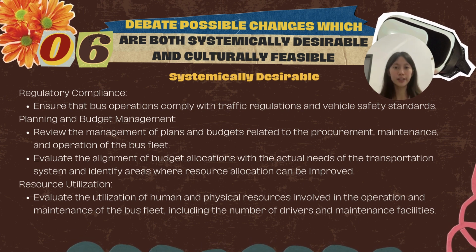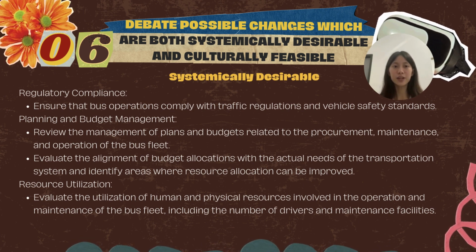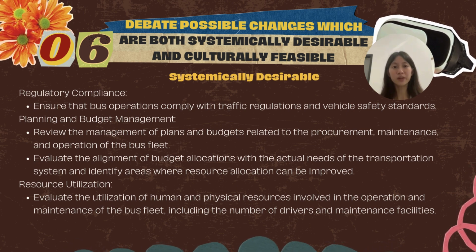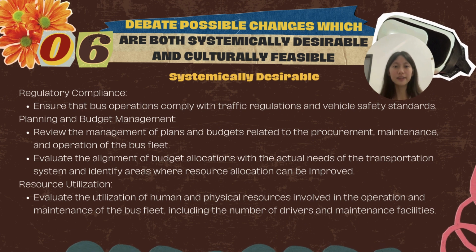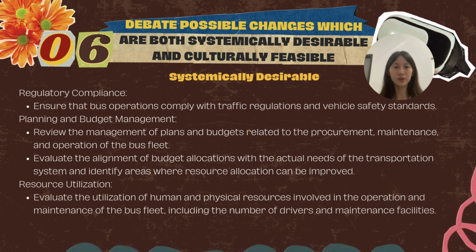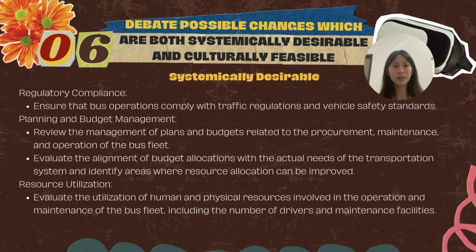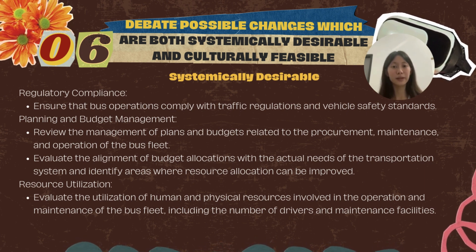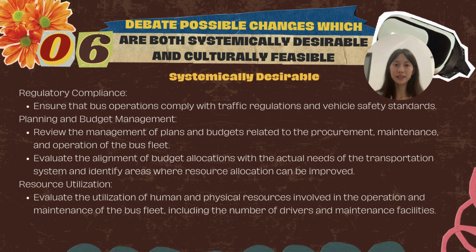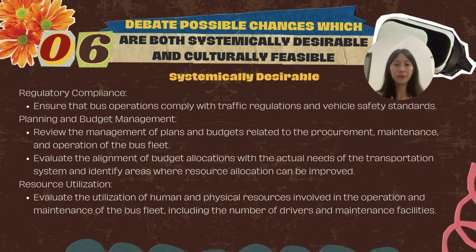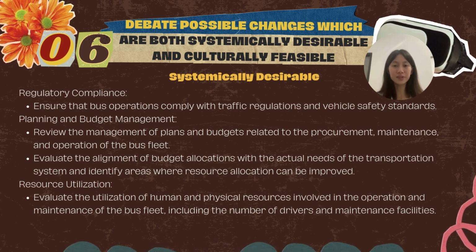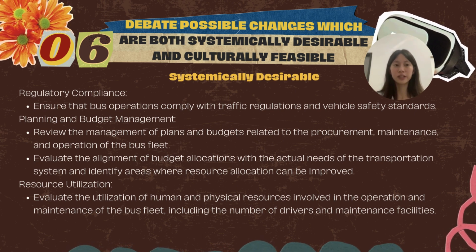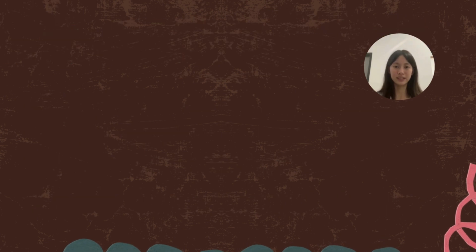There are two things here. The first is to review the management of plans and budget related to the procurement, maintenance, and operations of the bus fleet. The second is to evaluate the alignment of budget allocations with the actual needs of the transportation system and identify areas where resource allocation can be improved. The last but not least is resource utilization. We must evaluate the utilization of human and physical resources involved in the operation and maintenance of the bus fleet, including the number of drivers and maintenance facilities.